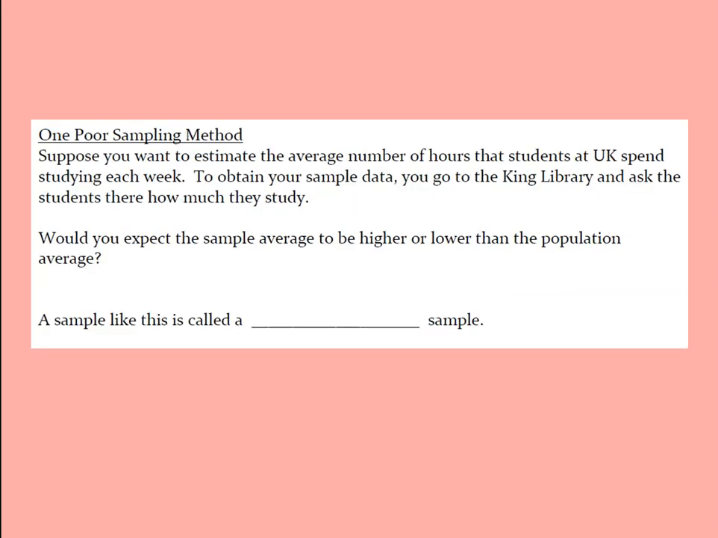The first thing to notice with this sampling method is how easy it would be to collect the data. And if this was how you were going to estimate how much students at UK study, would you expect the sample average to be higher or lower than the population average? Probably higher, because the sample consists of people who are already in the library. So the estimate probably won't be very good. It looks like the sample average would be kind of inflated.